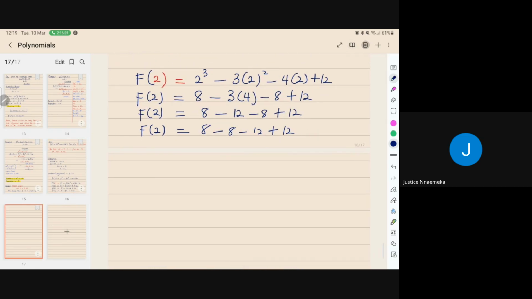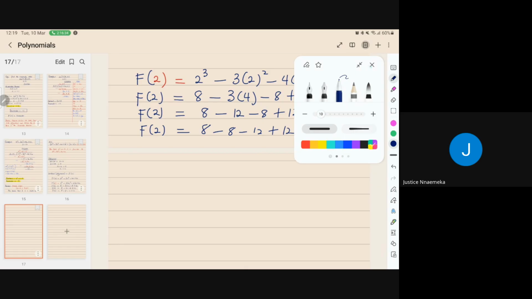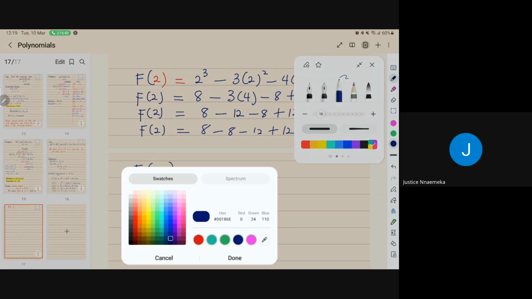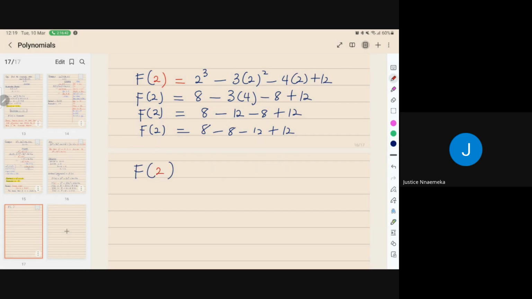So this means that f of 2 is equal to 0. Do you see it now?